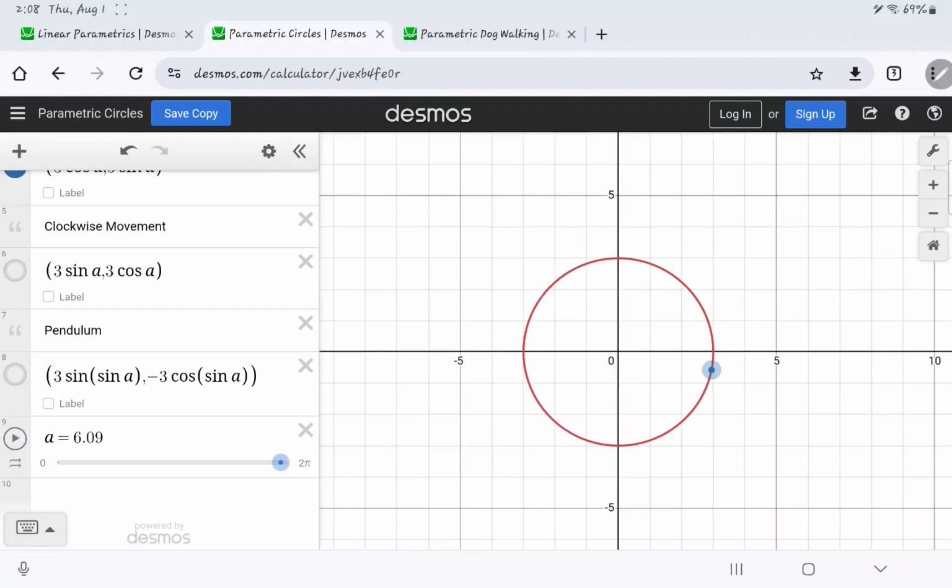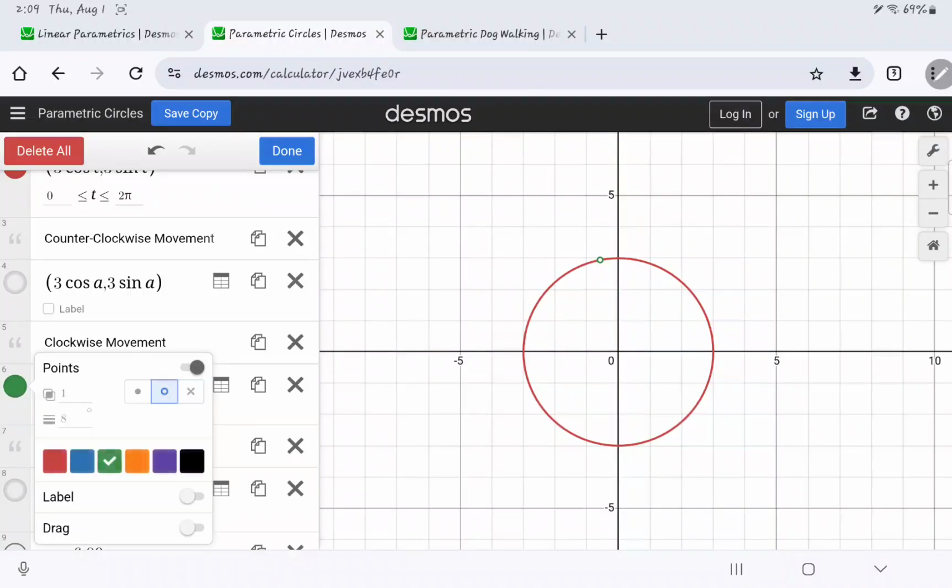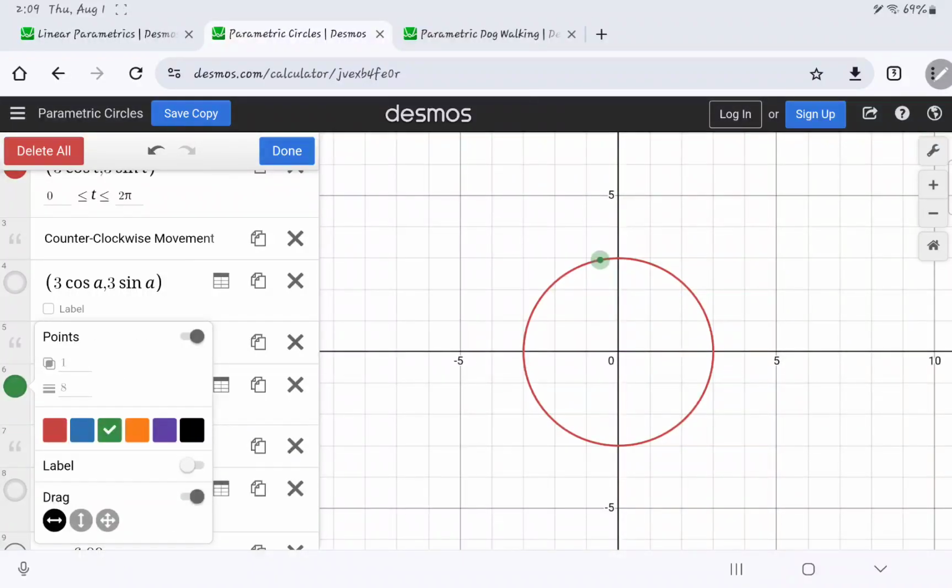You could trace that circle out in other ways, right? So some of these other ways, if I want clockwise movement, then I can try this one. And again, I'm going to maybe make this a little bit more noticeable.